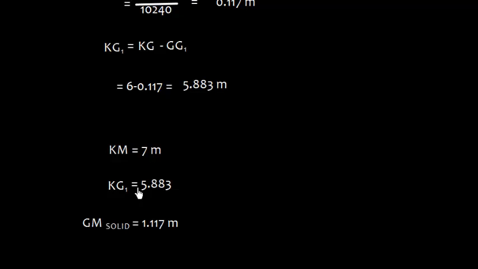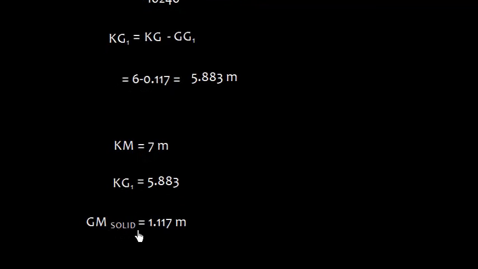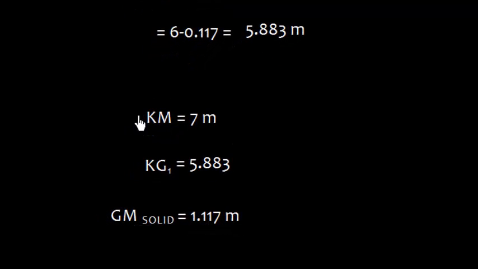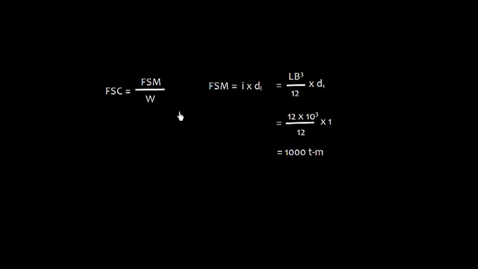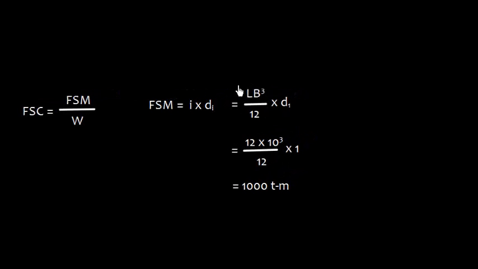Now since KM is 7 meter and the new KG is 5.883, so we have the GM solid as 1.117 meter. The difference between KM and KG1, we get this GM solid. Now let's find out the free surface correction. Well, the free surface correction is free surface moment divided by displacement, and the free surface moment is I into DI. And for a box shaped vessel, a rectangular shaped vessel, this I, that is second moment of area or moment of inertia, is given by LB cube by 12. So we get L is 12 meter, B was 10 meter, and DI, that is density of liquid inside the tank, which is fresh water, so it is 1. So we get free surface moment as 1000 ton meter.